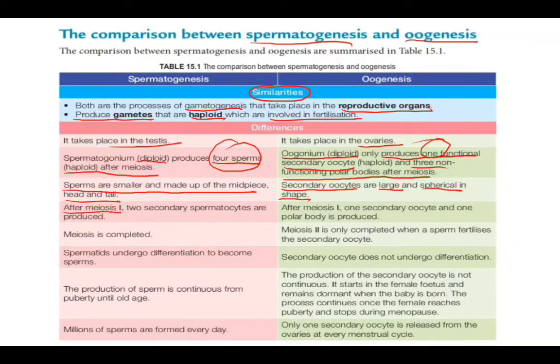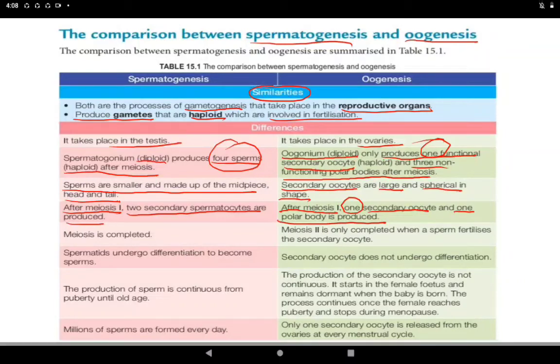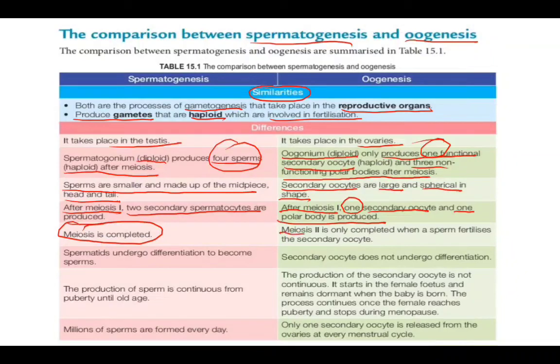After meiosis 1, 2 secondary spermatocytes are produced. But here, after meiosis 1, only 1 secondary oocyte and 1 polar body are produced. For spermatogenesis, meiosis is completed. In oogenesis, meiosis 2 is only completed when a sperm fertilizes the secondary oocyte. Spermatids undergo differentiation to become sperm, but here the secondary oocyte does not undergo differentiation.